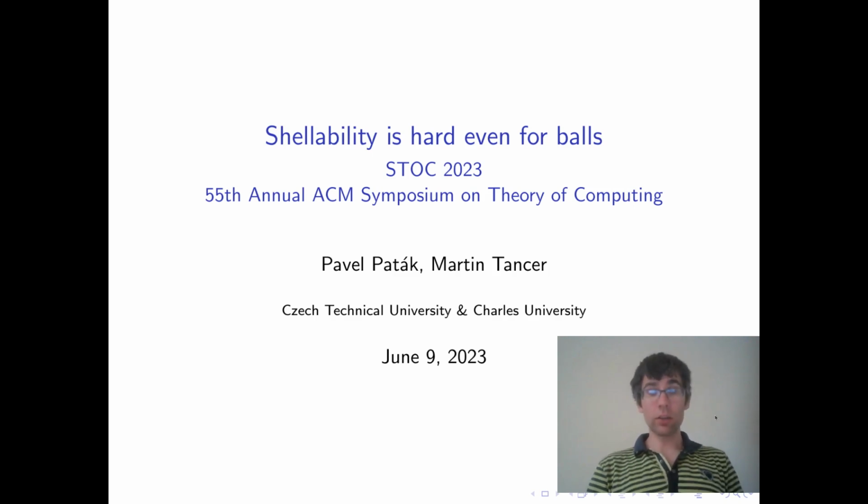The construction also shows that deciding whether a simplicial complex embedded into 3-space is shellable is NP-complete as well. And it also proves NP-completeness of collapsibility for simplicial complexes embedded in the 3-dimensional space. So let us start with the definitions.